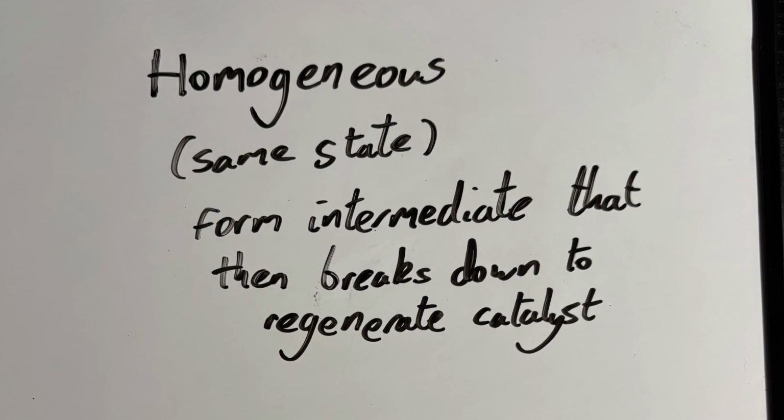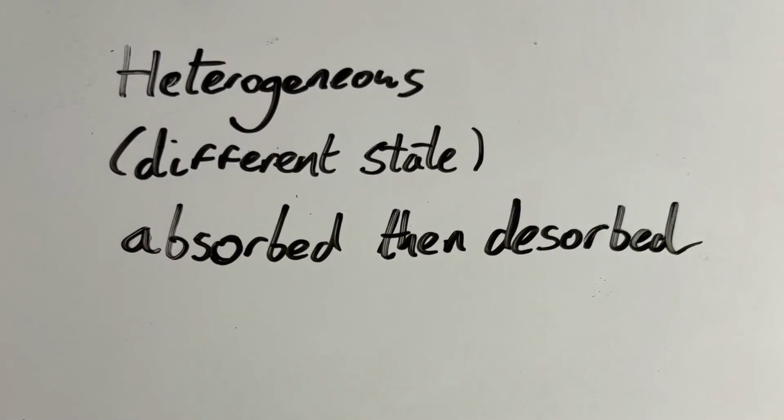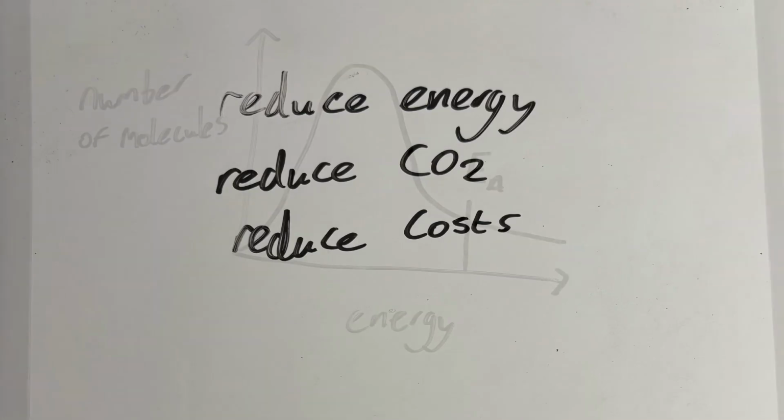state. Now, a homogeneous catalyst will form an intermediate that then breaks down to regenerate the catalyst, whereas heterogeneous catalysts are absorbed and then desorbed. Now, catalysts are really important in industry because they reduce the amount of energy needed, and that reduces costs, obviously, and it also reduces the amount of CO2 produced.